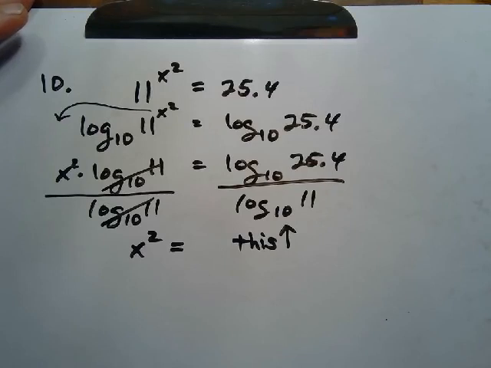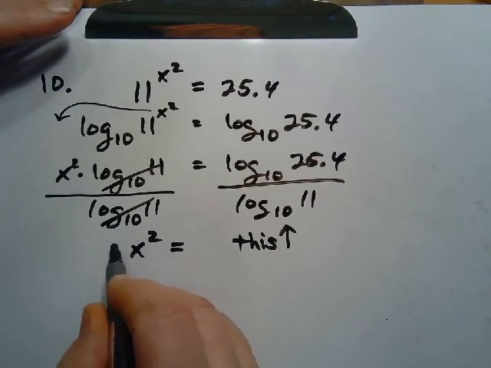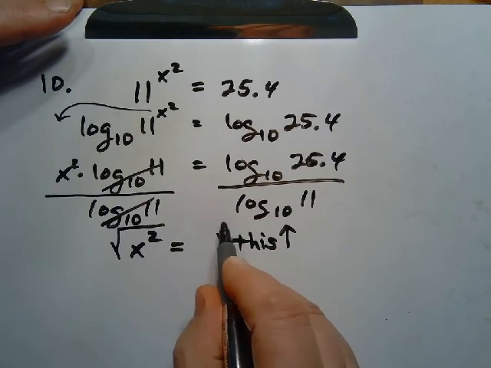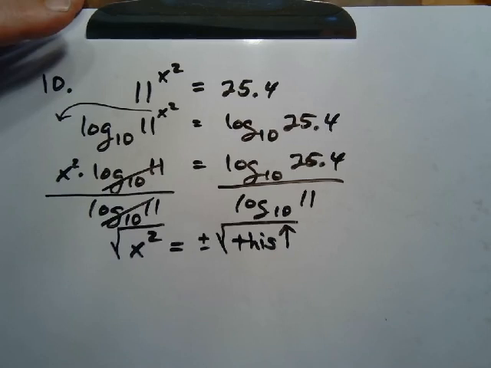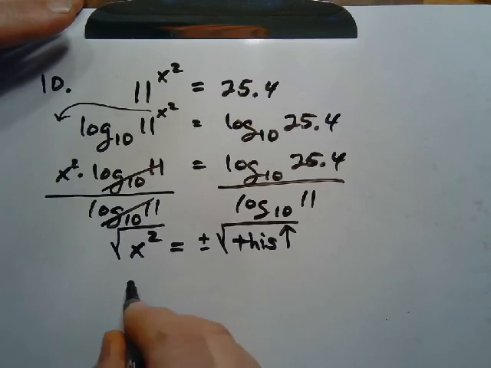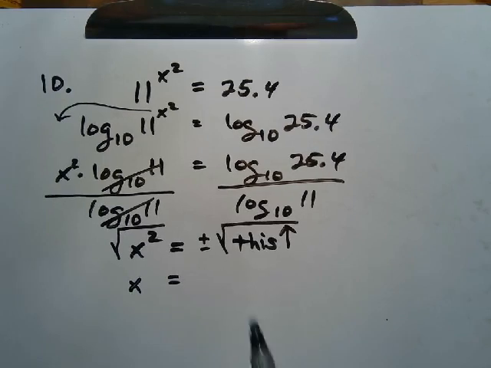Now, to get x, I'm going to need to take the square root of both sides. And of course, by taking the square root of both sides, I need plus or minus. Remember, when you're taking the square root of both sides. So now x is equal to plus or minus this particular log here. By the way, using the word "this" kind of shortens my work a little bit. It may be unconventional, but it seems to work for me.